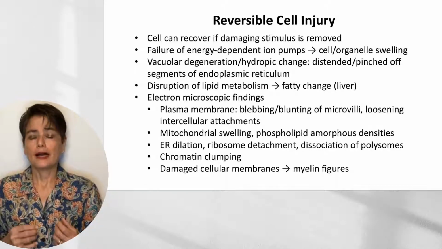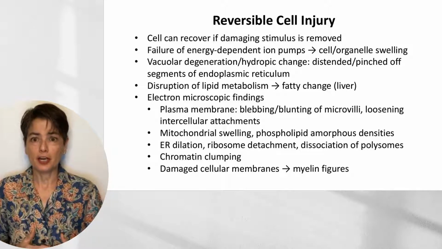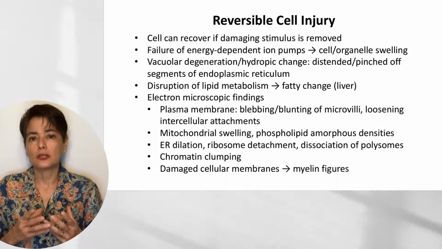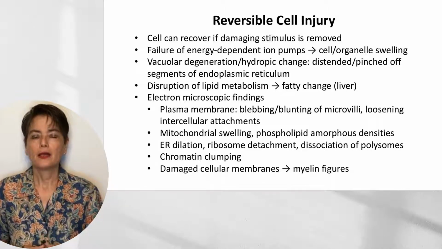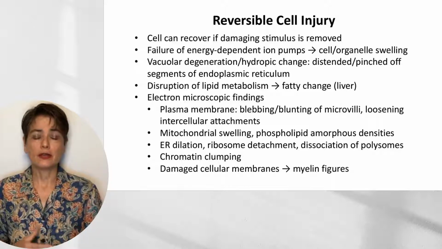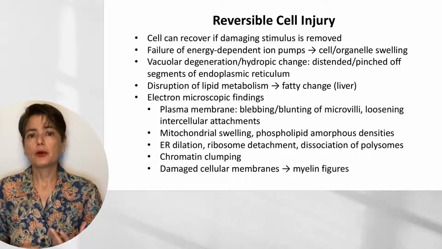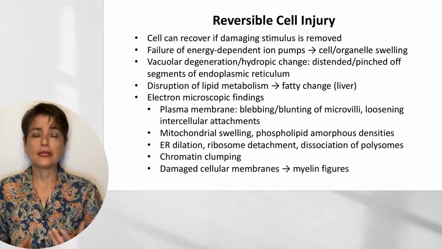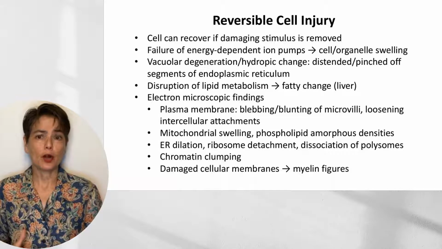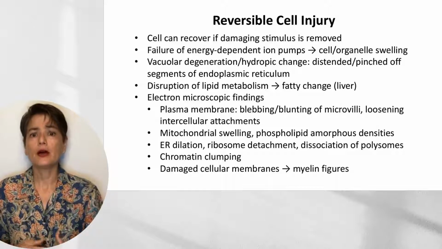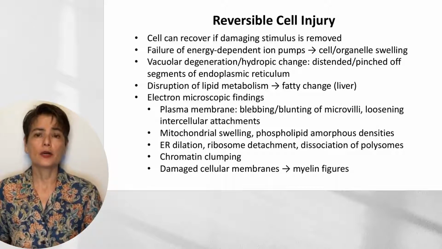So for example, if you are able to address the patient's hypertension, those cells that have begun to undergo hypertrophy to address this can actually remodel back to their normal size. What we see in reversible cell injury, the findings that we see at the morphologic level, are due primarily to a variety of different processes related to the failure of the energy-dependent ion pumps, which I already mentioned will lead to cell and organelle swelling. We can also see vacuolar degeneration or hydropic change, which is due to distended and pinched off segments of endoplasmic reticulum.